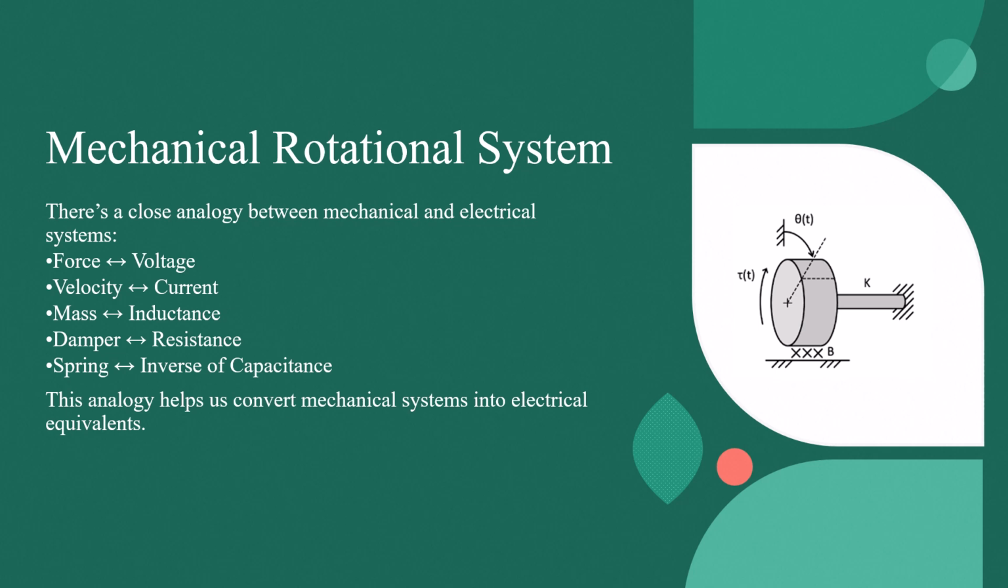So if you see here, there are mechanical and electrical analogies. Analogy means terminologies. We can simply say it like this. Always remember, in mechanical, force corresponds to voltage in electrical. In the same way, mechanical velocity corresponds to current in electrical. Mechanical mass corresponds to inductance, the damper is considered as resistance, and the spring is considered as the inverse of capacitance.